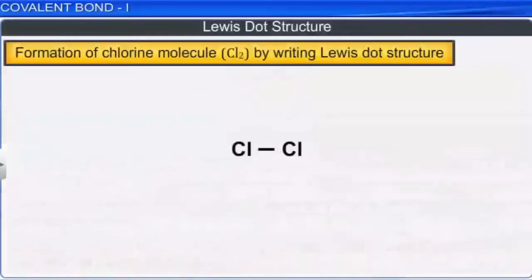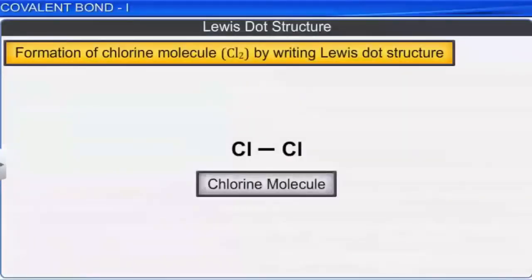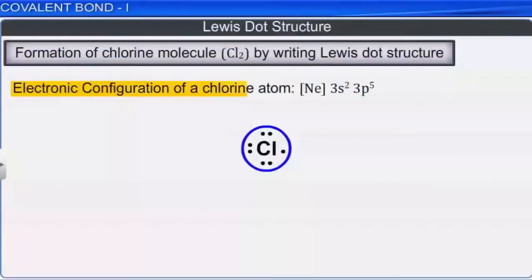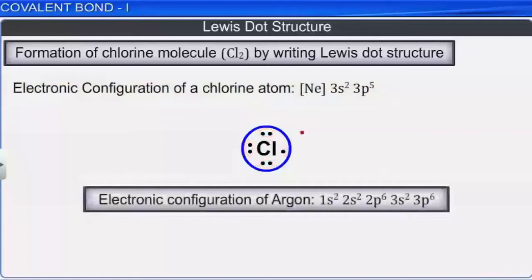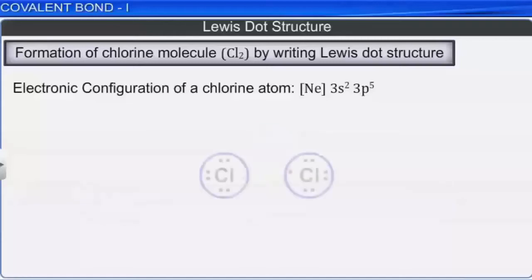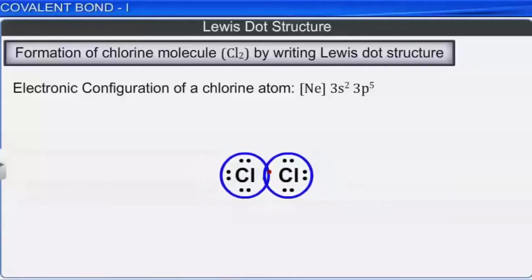Let us understand the formation of the chlorine molecule by writing the Lewis dot structure. The electronic configuration of a chlorine atom is neon 3s2 3p5. It has 7 electrons in its valence shell. Hence, it needs one more electron to attain the nearest inert gas configuration of argon. Therefore, each chlorine atom contributes 1 electron for sharing, and this electron pair is shared mutually by both the chlorine atoms. This shared electron pair joins 2 chlorine atoms together in the chlorine molecule.